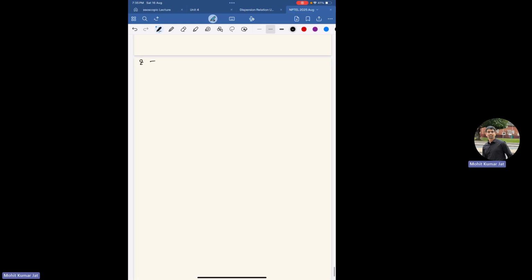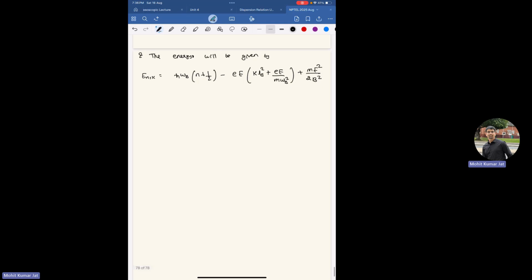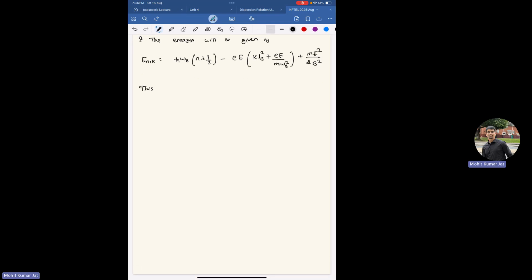And the energies then will be given by E n k equals h bar omega B times n plus half, minus e E k l_B squared, plus e E by m omega B squared. This you can easily get from quantum mechanics if you solve those equations. So these will be the energy eigenvalues, and this form is interesting.